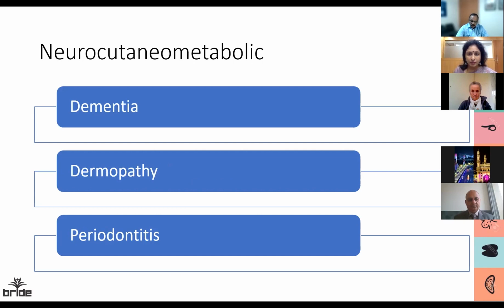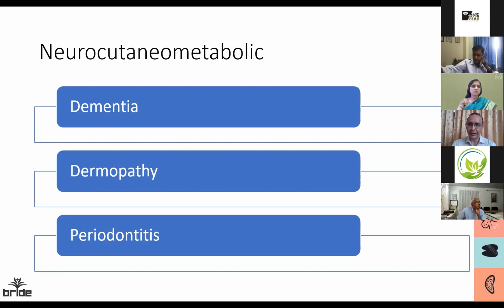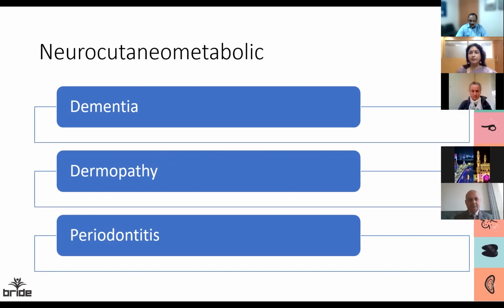Let's move on to another power of three. And if you remember your embryology days in first prof, the nerves and the skin go together because both come from the ectoderm. So these three complications, dementia, diabetic dermopathy, and periodontitis, all three are gaining more and more traction. As our population ages, dementia is becoming a major problem. We now think not only of the nerves, but also of the brain.